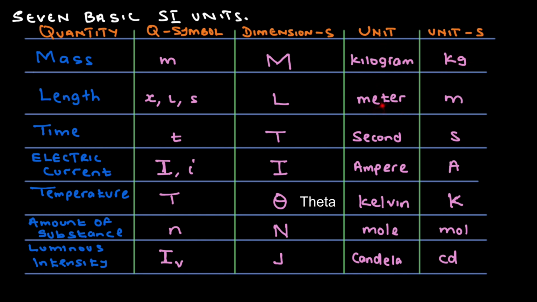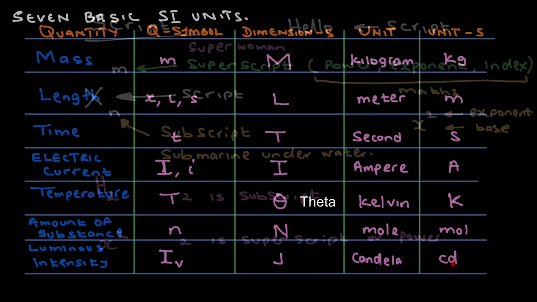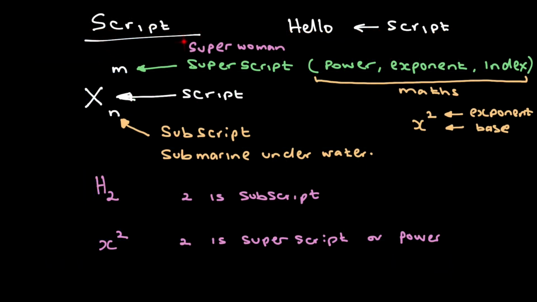Unit for length is meters, m. Unit for time is seconds, s. Unit for current is ampere, capital A. Capital K for kelvin, and mol for mole. Candela, cd.